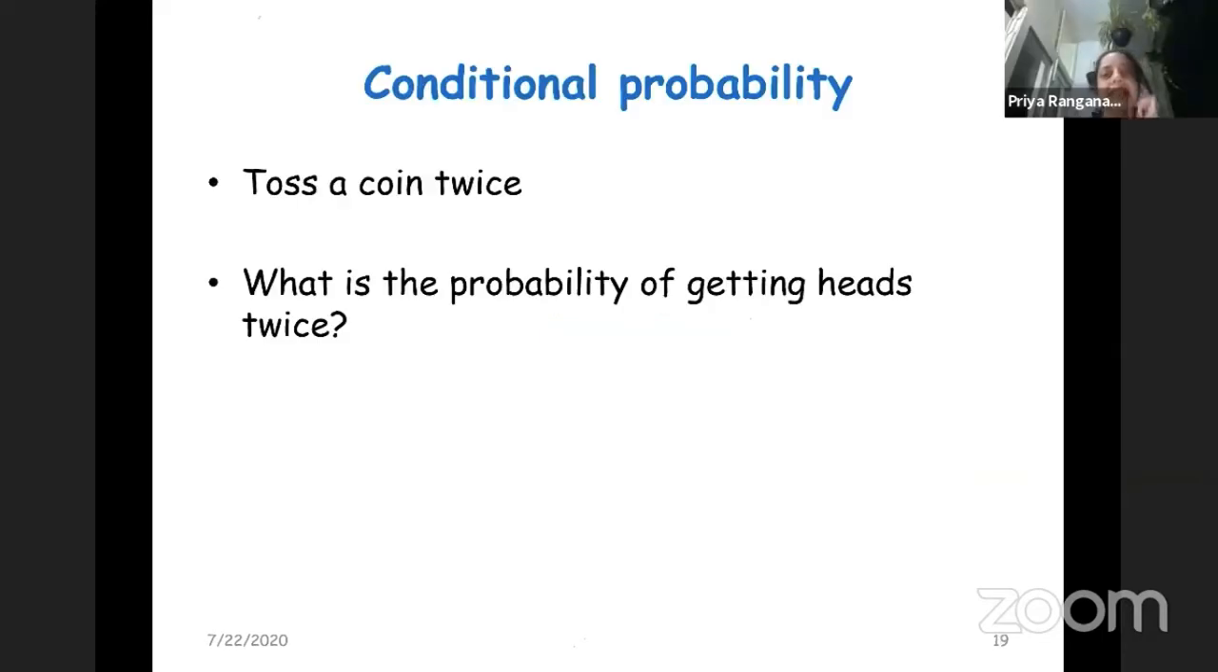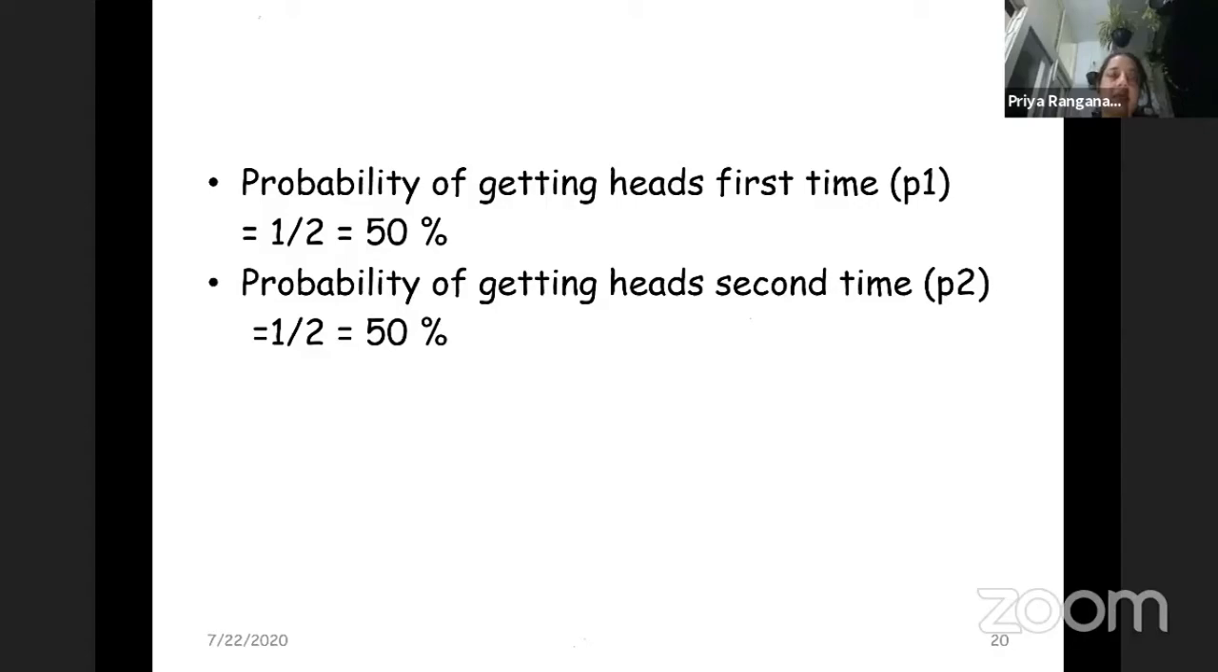So I'm going to start with something slightly statistical, and this is the concept of conditional probability. If you toss a coin twice, what is the probability of getting heads both times? There are two ways of doing this. The probability of getting heads the first time is 1 in 2, right? You could get heads or tails, which is 50%. And the probability of getting heads the second time is again 1 in 2, which is 50%.